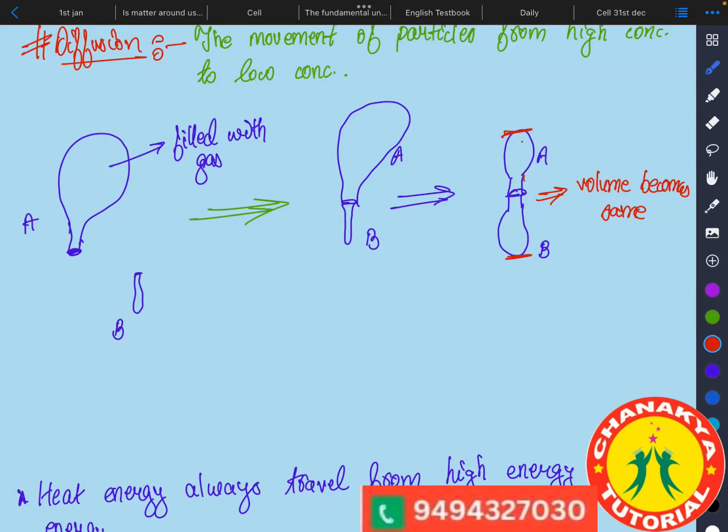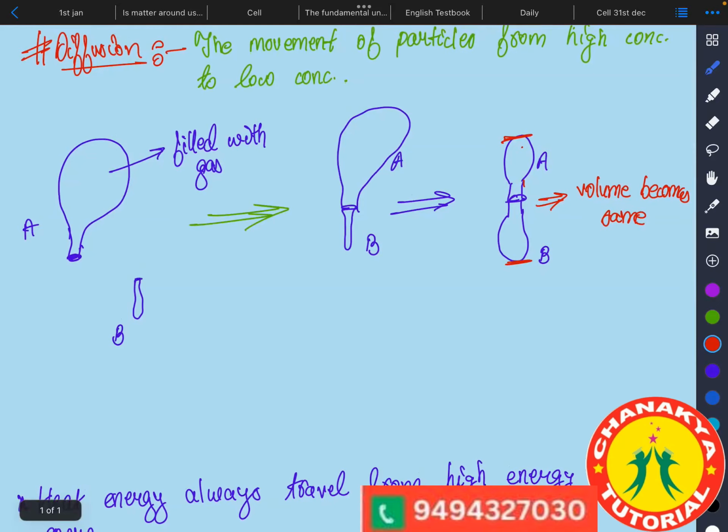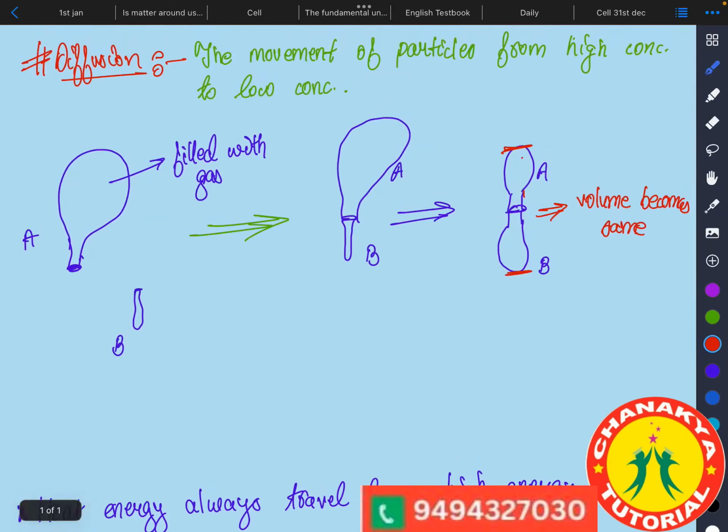So do you agree that this phenomenon works on the basis of diffusion? Yes, sir. Very good. How is it working? Earlier, balloon A has high concentration. What I mean by high concentration is that there is a large amount of gas present inside A. So earlier balloon A had high concentration of gas and B has low concentration.